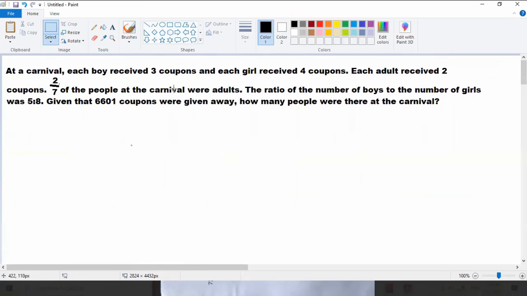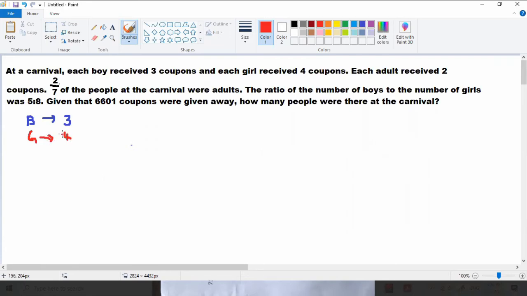All right, come. Let's do. At a carnival, each boy received 3 coupons and each girl received 4. Okay, so I write down first. Again, I put boys. Boy will receive 3 coupons. Girl will receive 4 coupons. Wow, so lucky.